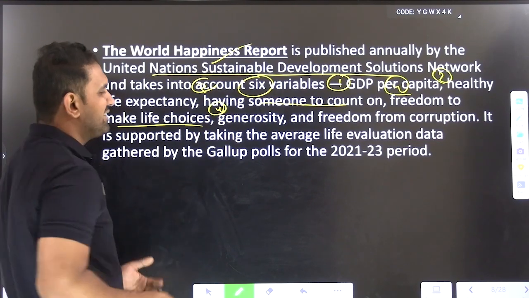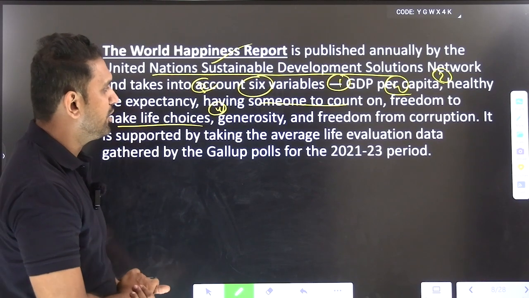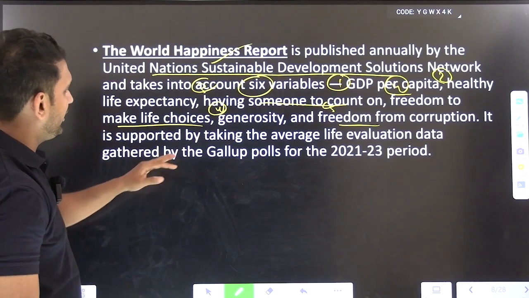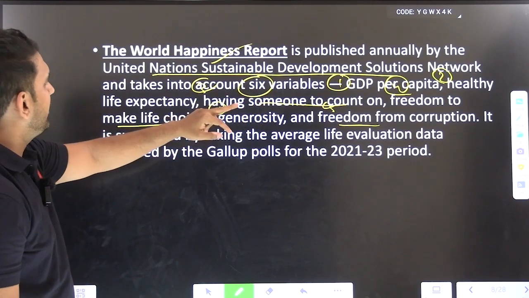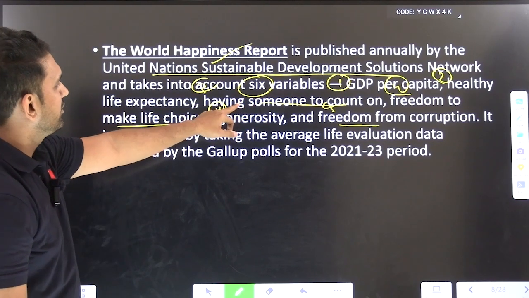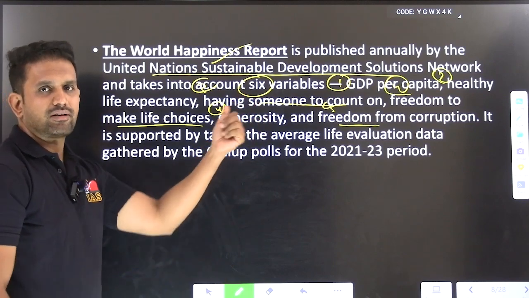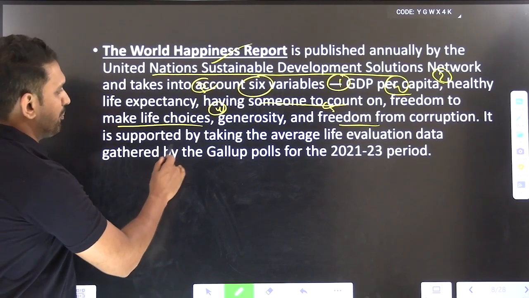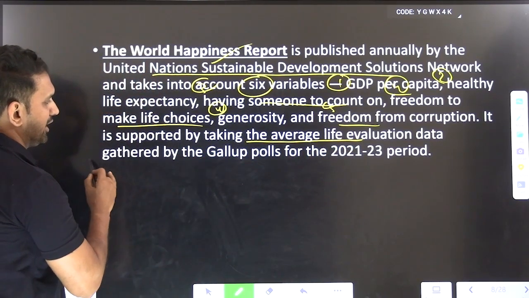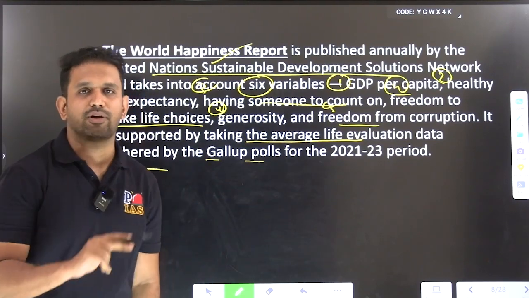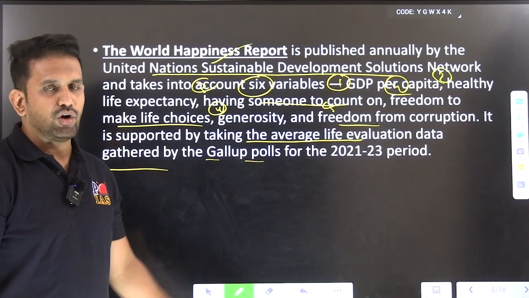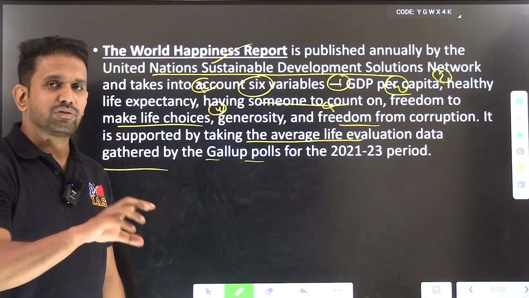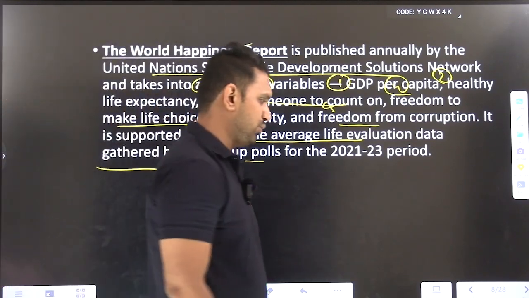The next one is generosity: is the community and society helpful to that particular person or not? Then freedom from corruption. So 6 variables they have given: GDP per capita, healthy life expectancy, having someone to count on, and so on. I have not put the numbers properly, but you can see that 6 are there. It is supported by the average life evaluation data gathered by Gallup polls. The polls were done from 2021 to 2023. On the basis of the responses, they have given rankings to the nations, for the older age group and the overall age group.